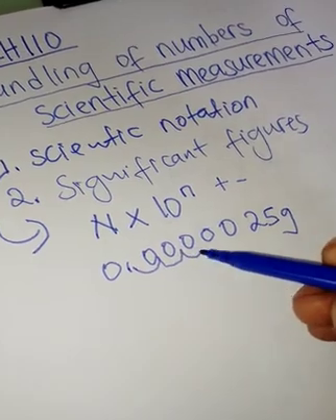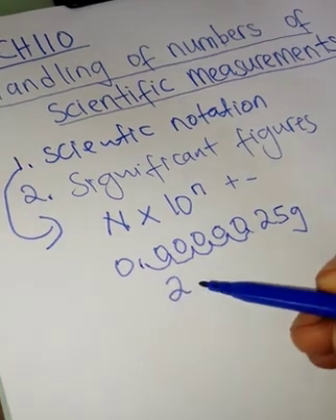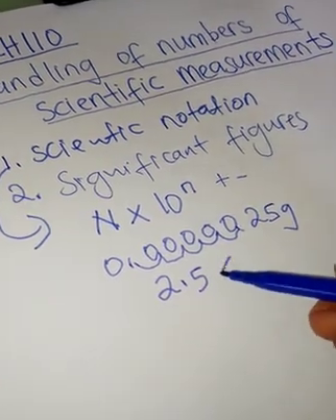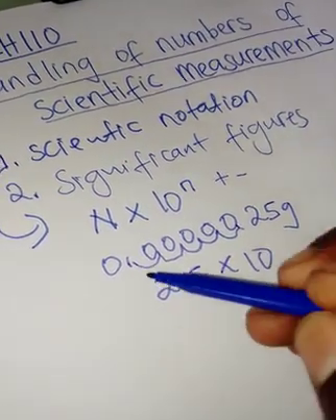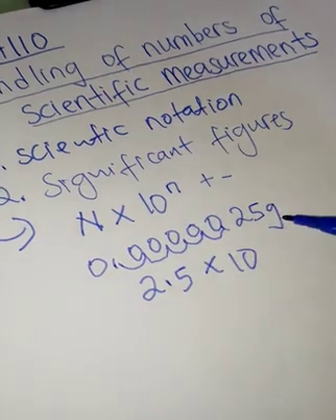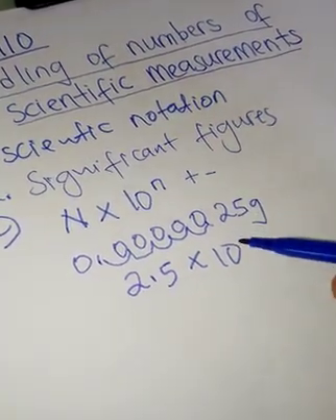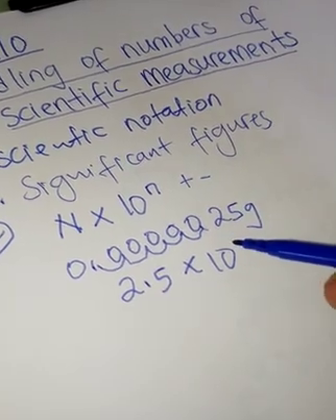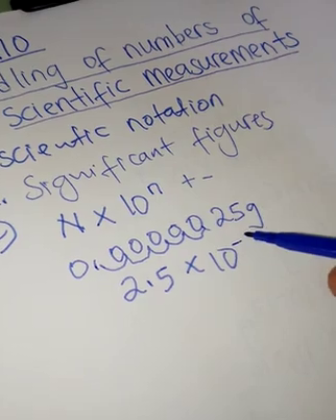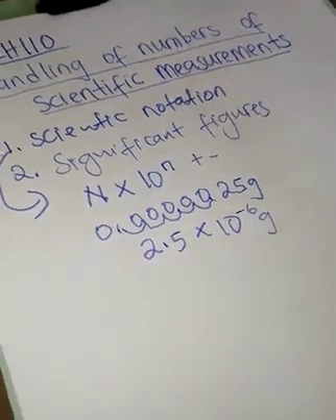1, 2, 3, 4, 5, 6. So it will be 2.5 times 10. The decimal point moved how many steps? 6 steps to the right. So whenever a decimal point moves to the right, the power should be negative. So it's negative 6 grams. We have written it in standard form.